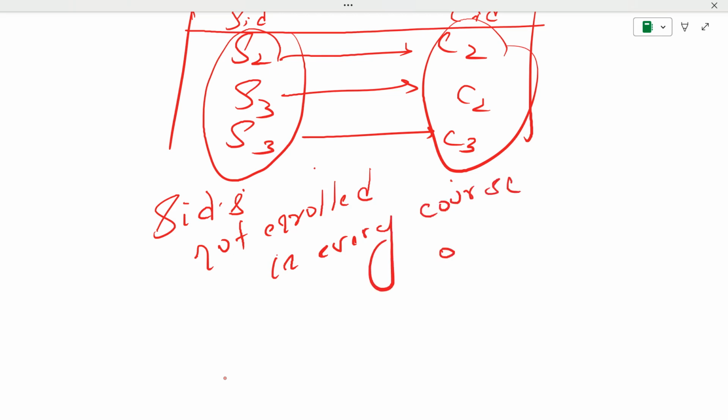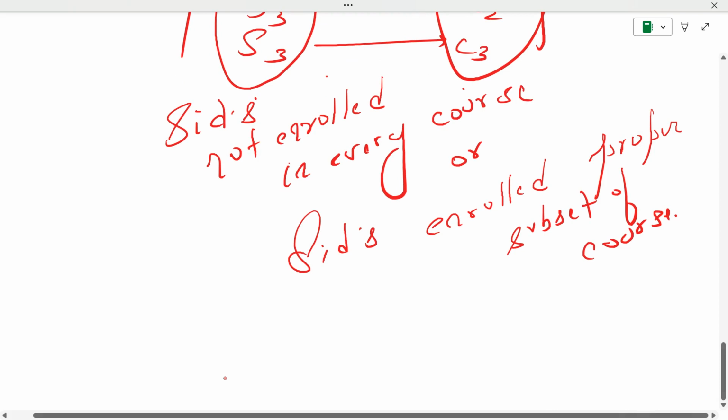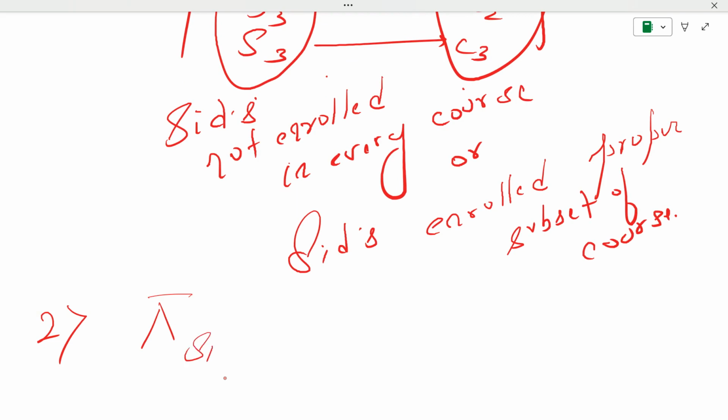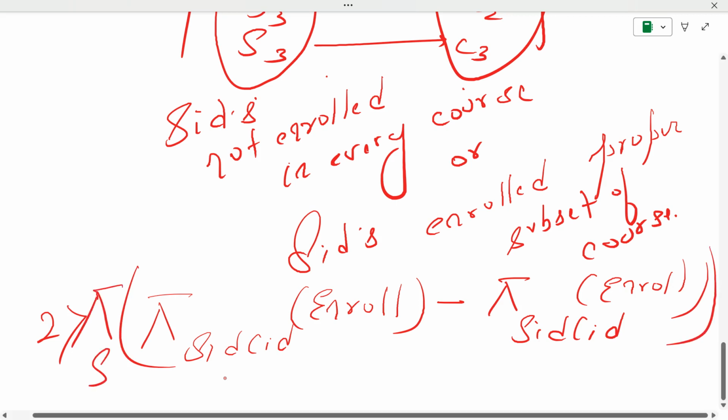Or we can say these are the SIDs which are enrolled, a proper subset of course. This way we find the first part, and in the second part we subtract these SIDs from the enroll part. In the second we are subtracting from the SID CID of enroll those SID CID combinations which are not valid. So now this gives us the SIDs which have enrolled in every course.